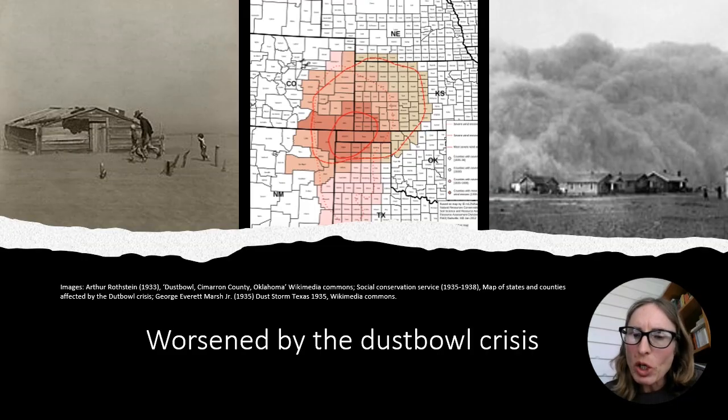Unemployment was also worsened by the Dust Bowl crisis, which hit across the 1930s, affecting the American and Canadian prairies in what's called the Midwest. So this was due to unsustainable farming practices and drought, and it led to massive waves of migration of farming families from affected areas into the towns on the coasts.